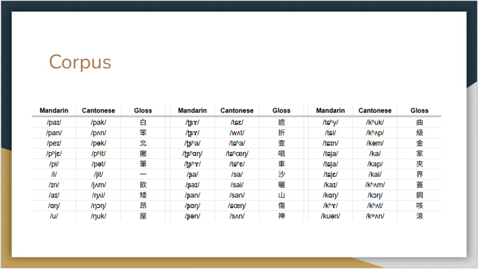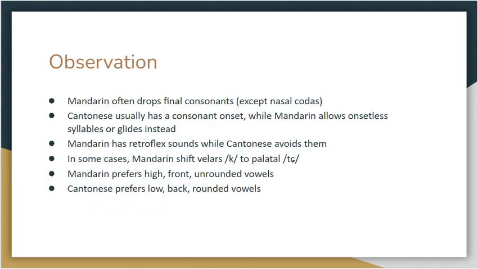And this is the corpus I found. Here are the Mandarin IPA, the Cantonese IPA, and the meaning of the Chinese character. Since I want to simplify the process and only focus on segmental changes, I use only single words and didn't include the tones of Mandarin and Cantonese. And from the corpus, we have some observations.